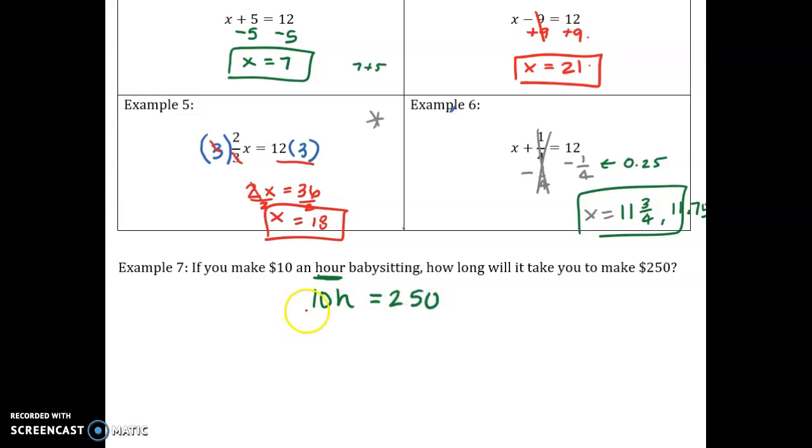And just like all of the other ones, 10 times H is being multiplied, so I will divide by 10. 250 divided by 10 is 25. So H is 25, or if you work 25 hours, you will make $250.